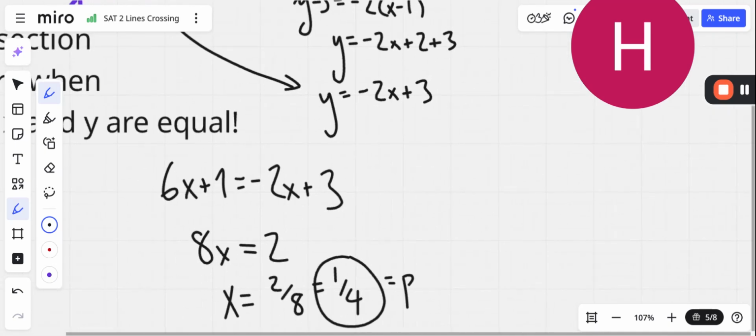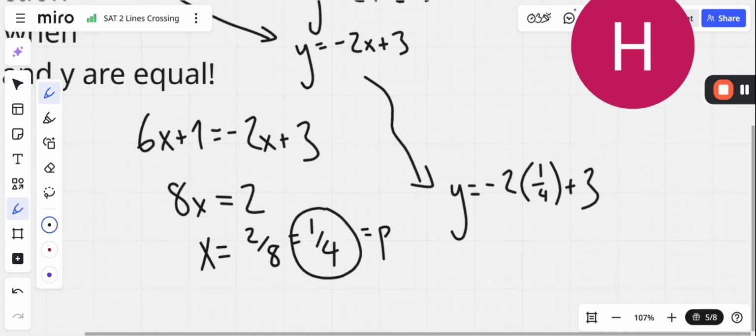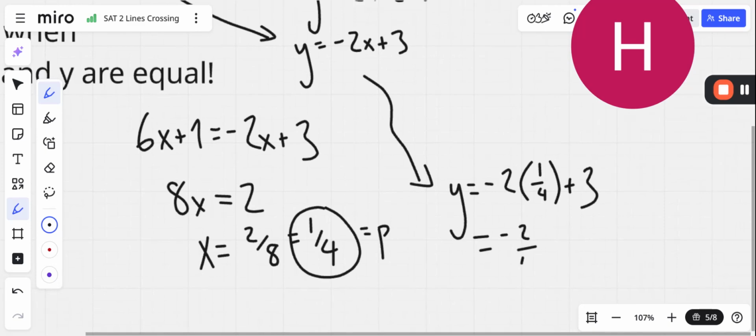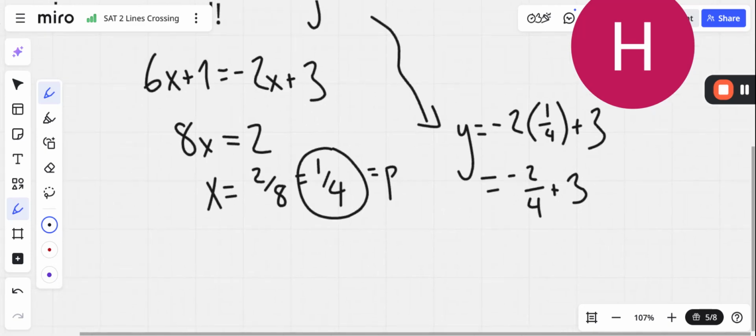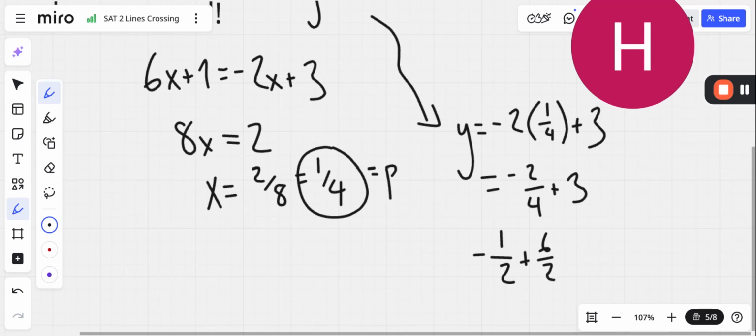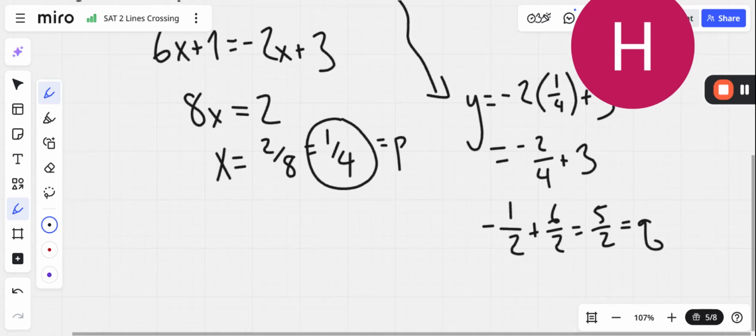And now in order to find the q, we can just plug that in. Y equals negative 2 times 1/4 plus 3. It's a little fraction work, guys. Don't be scared of fraction work. It's very simple fraction work. We have negative 1/2 plus 3, which is 6 halves. So that gives us 5 halves, and that is our q.